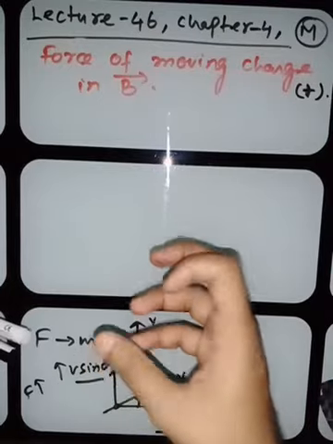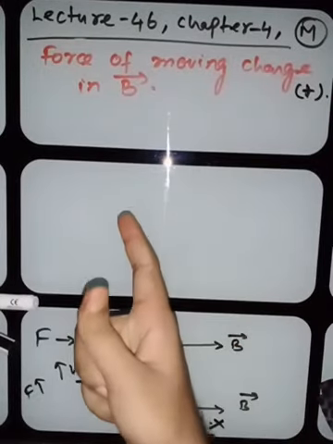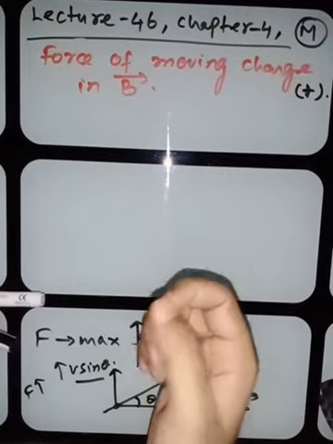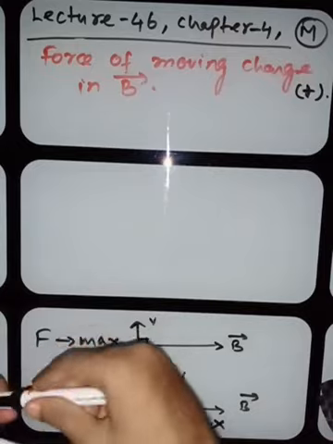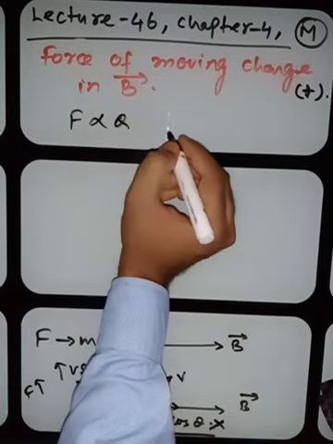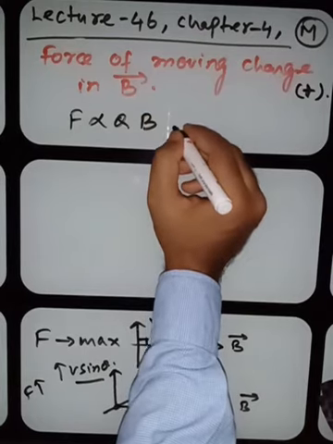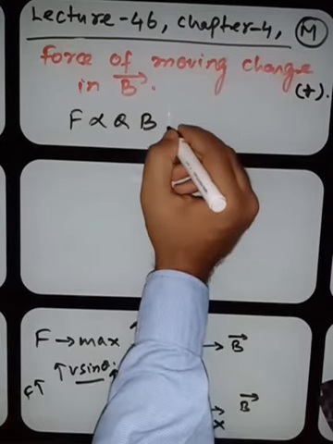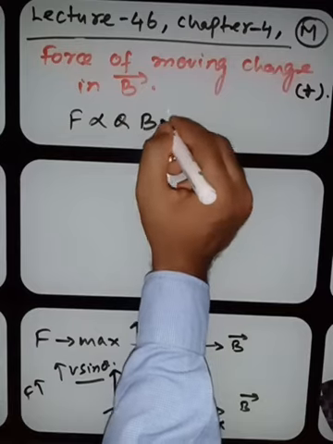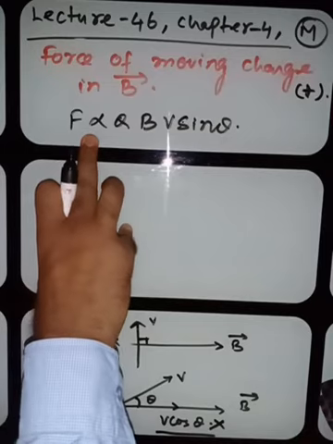The force on a moving charged particle inside a magnetic field, or you can write, the force on a charged particle projected inside a magnetic field is directly proportional to the amount of charge, the strength of magnetic field, and the sine component of velocity, that is V sine theta. A proportionality constant will be here, and in SI unit that proportionality constant becomes 1.